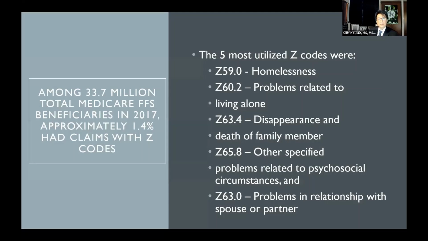Next slide, please. They launched this in 2016, and so it had a start. They looked at the Medicare beneficiaries in 2017, of the 33 million, just at the start of the program, 1.4% had claims with Z codes, which is about 500,000 patients. And you can see that the 5 most utilized Z codes were homelessness, problems with living alone, death of a family member, problems with psychosocial circumstances, and then problems with spouse-partner relationship. I don't know if there's been any more subsequent data. I haven't been able to find any, but I'm sure there is.